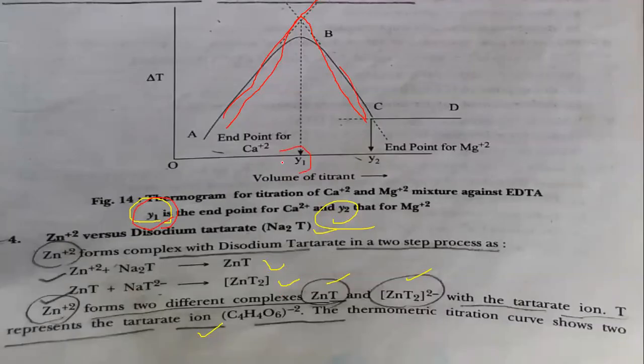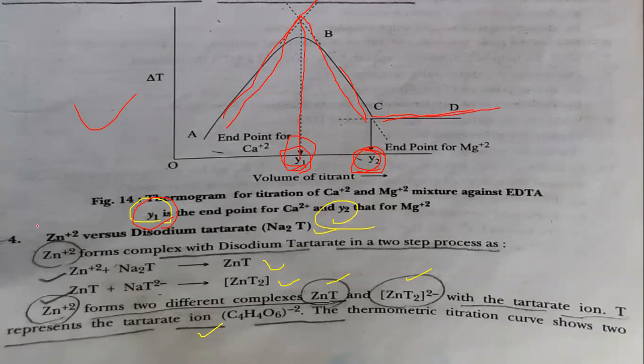Okay, so this is the endpoint for the calcium, and this is the endpoint for the magnesium detection. In this way we can find out the endpoint of the titration. From A to B it is increasing, B to C it is decreasing, and then it remains constant. If we plot lines from A to B and B to C, then from the point of intersection, coming down to the x-axis, that is the endpoint for the calcium detection, and this is the endpoint for the magnesium detection, or from where the graph remains steady.